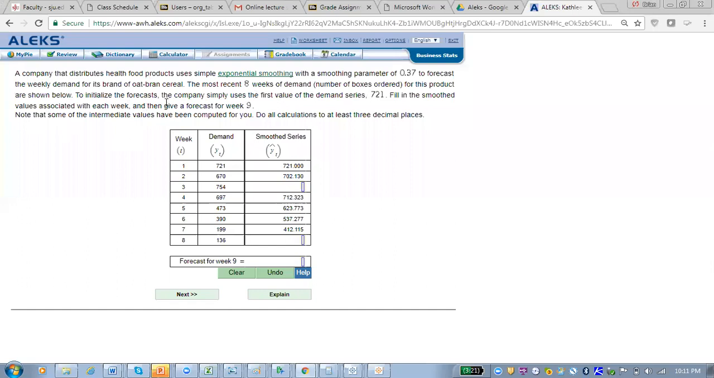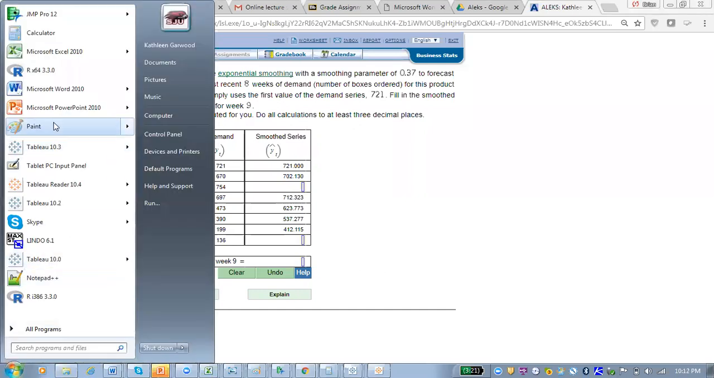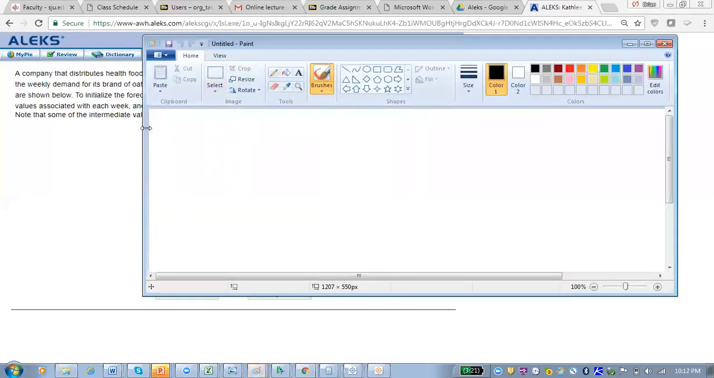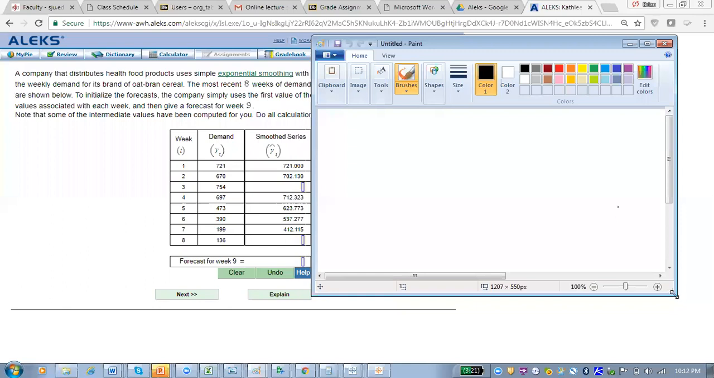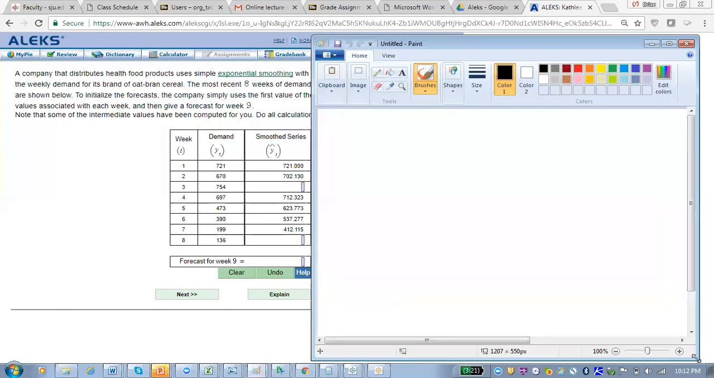They want us to give the forecast with each week, and then they want us to give the forecast for week 9. Note that the intermediate values have been computed for you. Do all calculations to at least 3 decimal places. So let's take a look at the basic formula that goes with exponential smoothing. It looks a lot scarier than it actually is, and I really mean that. It's meant to look scary, I think.